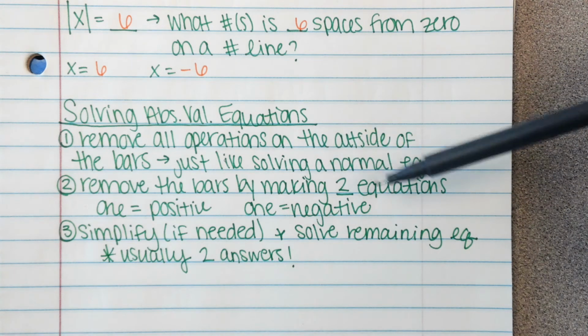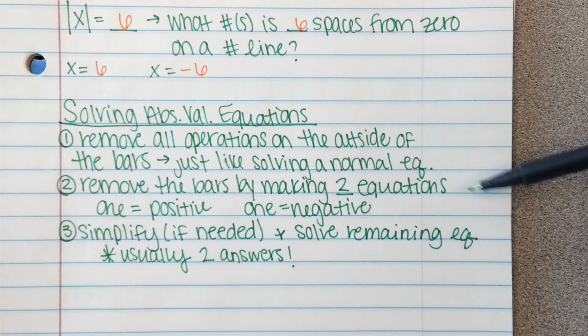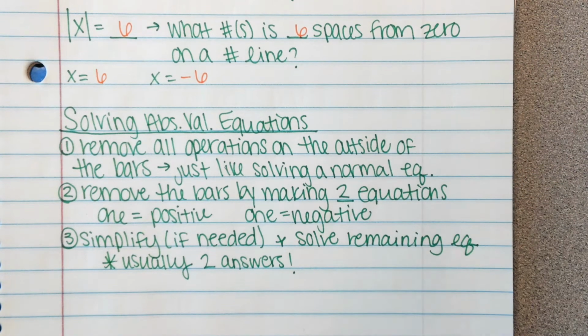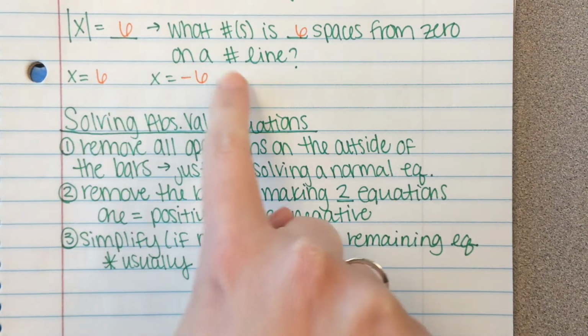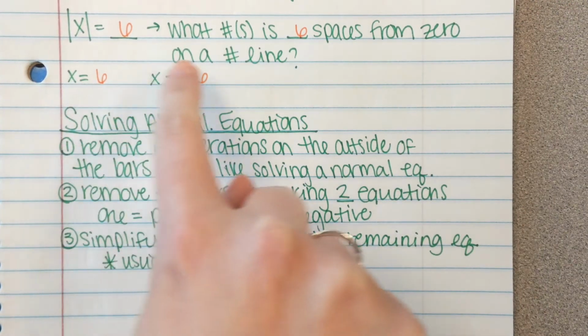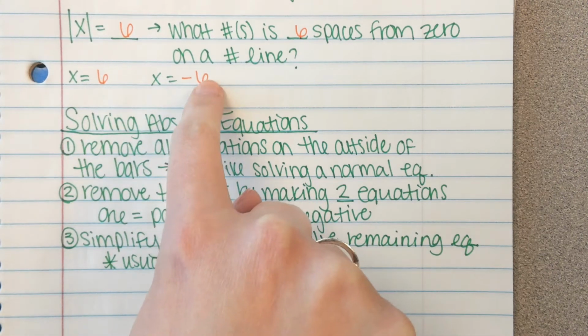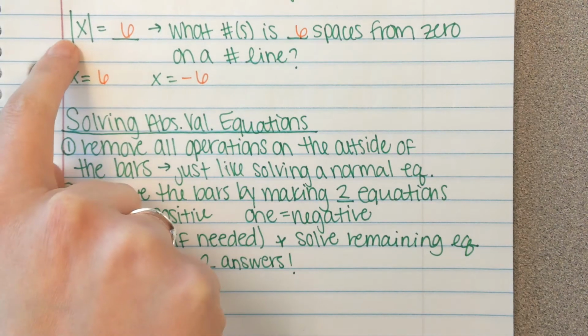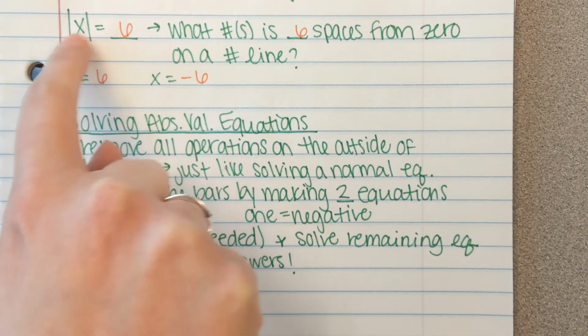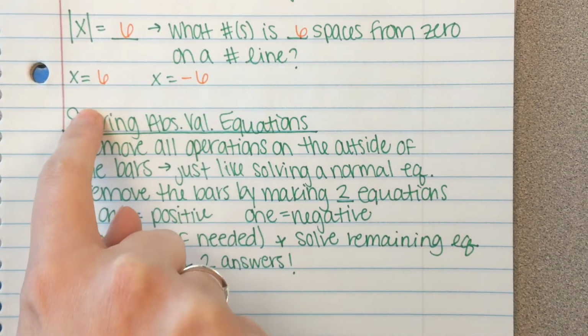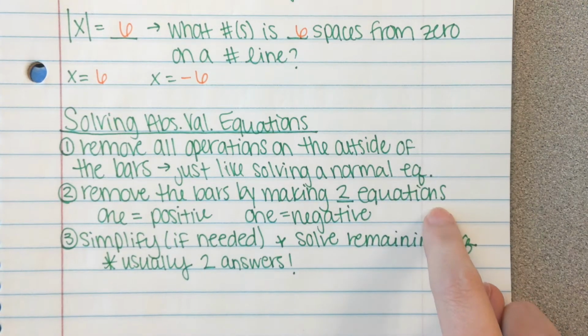Second, you're going to remove the bars by making two equations. Now, this is the step that gets skipped the most, but it's the most important. You have to make two equations, just like up here in this little problem that we solved. You had two answers, two solutions, two equations, two equivalent statements. And if you notice, the bars went away. Okay, in order to get the bars off of the equation, you have to make two. All right, you cannot skip that step.